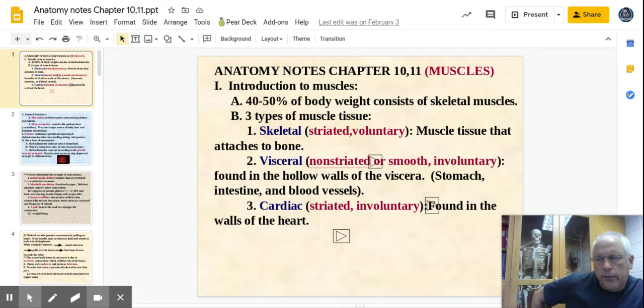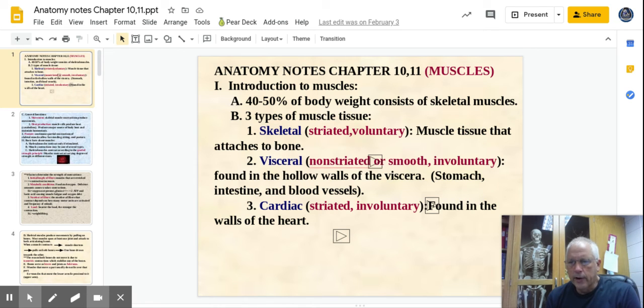So anatomy notes, chapters 10 and 11 are on the muscles. A little introduction: about 40 to 50% of your body weight is skeletal muscle. A little review from the tissue chapter, histology. There are three types of muscles: skeletal, visceral, and cardiac. Skeletal is your biceps, your triceps, all the 600-plus muscles that move us every single day. We have control over them. They're striated, which means they have lines in them, and they're muscle tissue that attaches to bone.